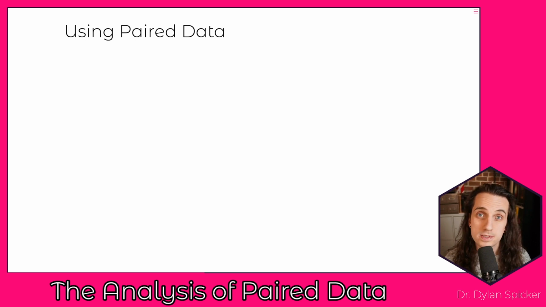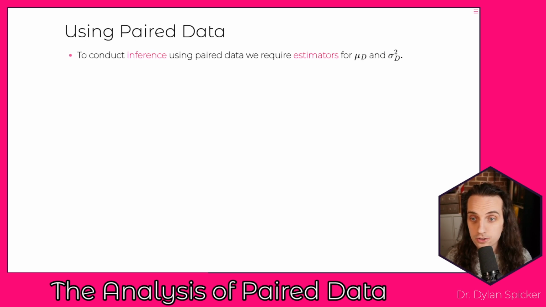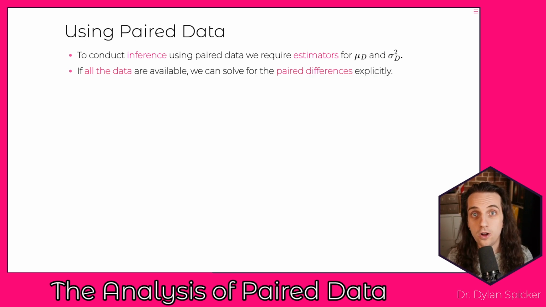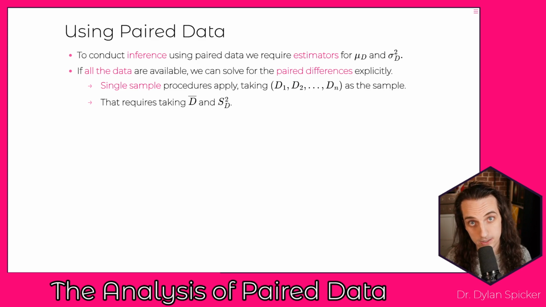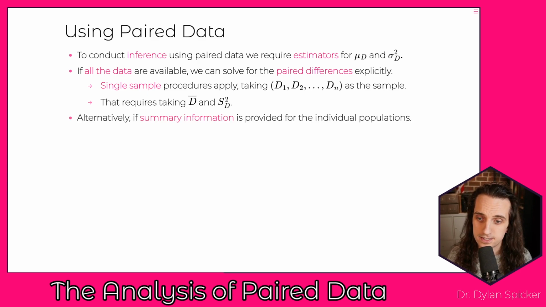Okay, so how can we go about using our paired data then? Well, in order to conduct inference using our paired data, we're going to require estimators for both μd and sigma d squared. Now, if all of the data are available, then what we can actually do is find our paired differences explicitly and then think about taking the sample mean and the sample variance of these, right? So we take the single sample procedures and we apply them to d1, d2, up to dn. This is going to give d bar and sd squared using our standard sample mean or our sample variance formula, and then we can plug in to our results there.